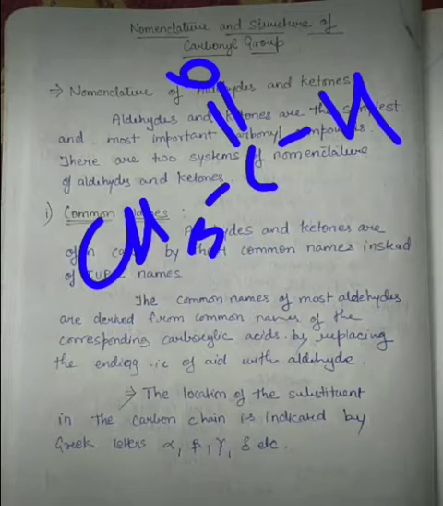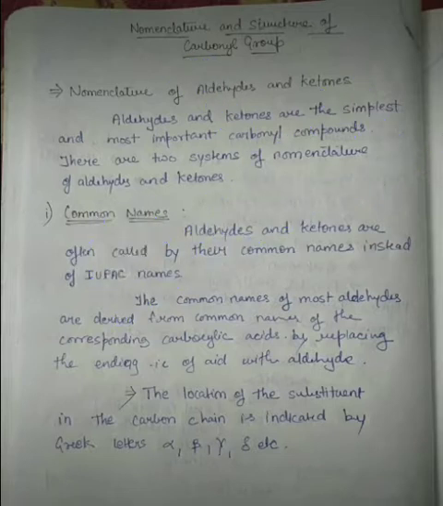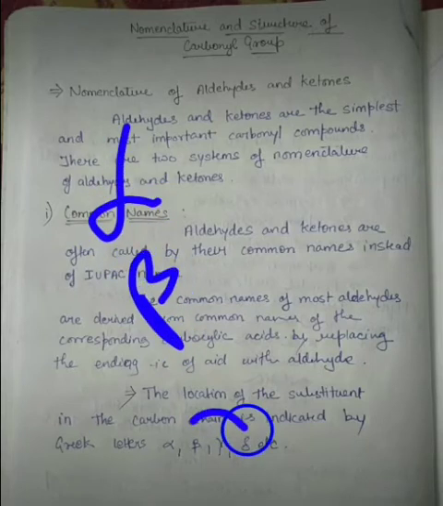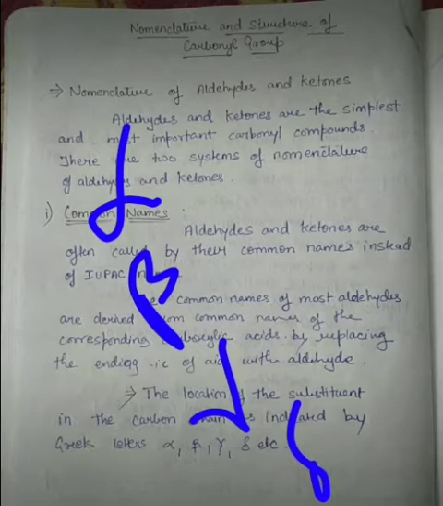Students, the location of the substituent in the carbon chain is indicated by Greek letters alpha, beta, gamma and delta. If we want to indicate the location of a substituent, we consider the Greek letters alpha, beta, gamma, delta and so on.